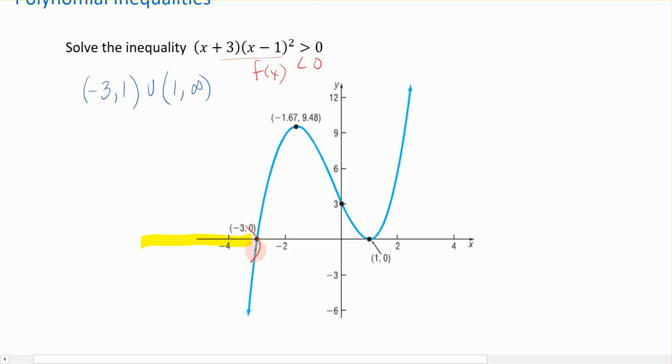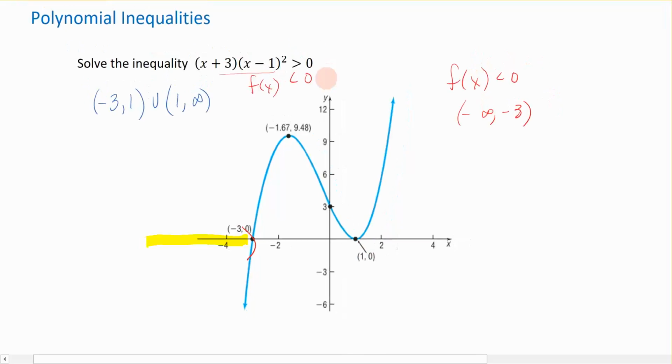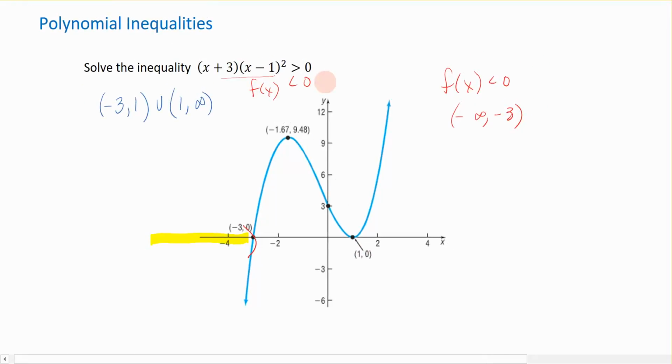those would be the x values of my function that would cause it to be less than 0. So for my function to be less than 0, that solution would look like -infinity to -3, and that's it, because there's nowhere else on the function that is below the x-axis. So that's how we can use a graph to be able to solve our polynomial inequality.